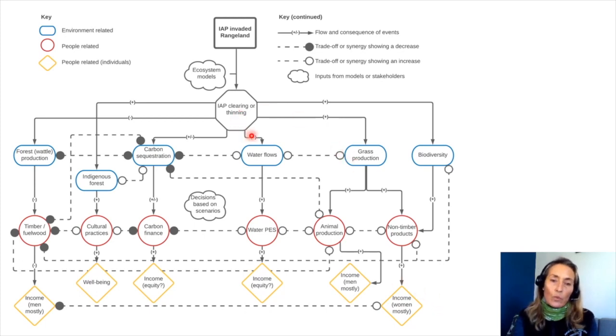And we also would want to look at the trade-offs with water flows, as I've mentioned, and also we may see more or less carbon sequestration with that wattle thinning or clearing, and with implications for carbon finance projects and even supplemental income for the community.